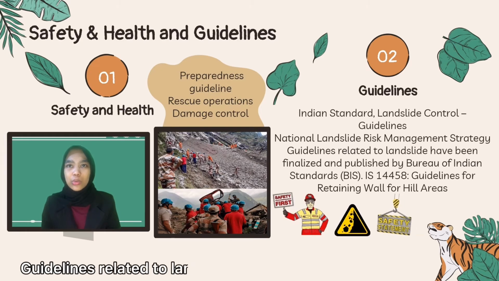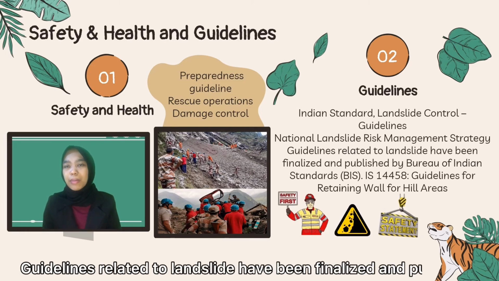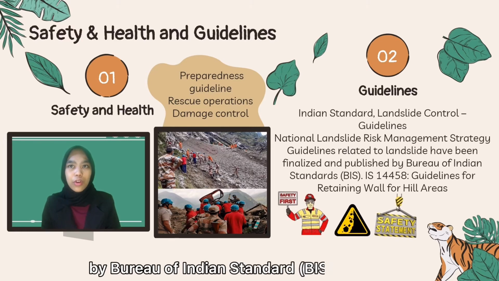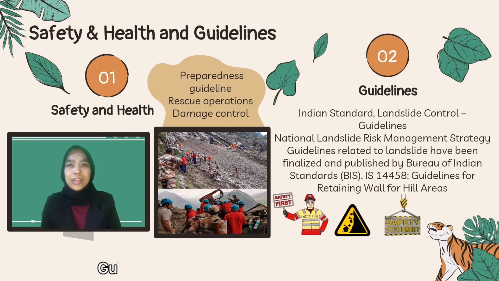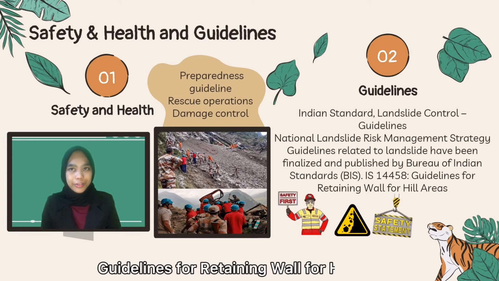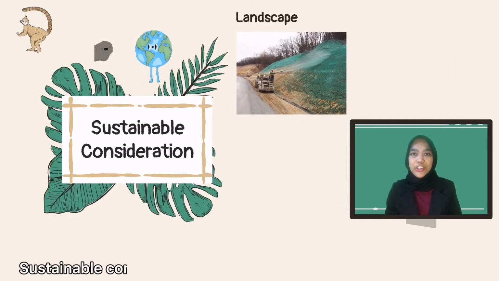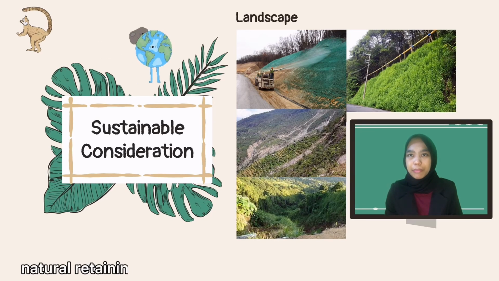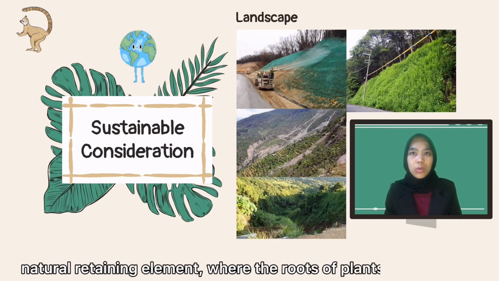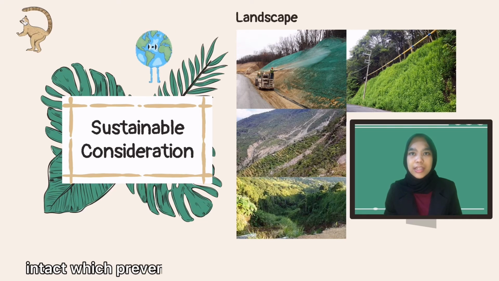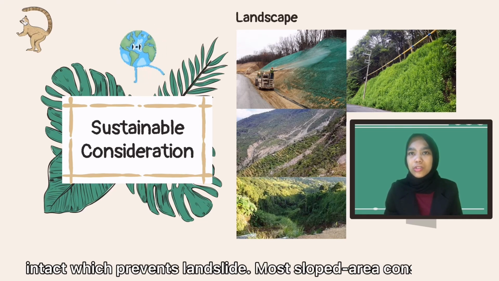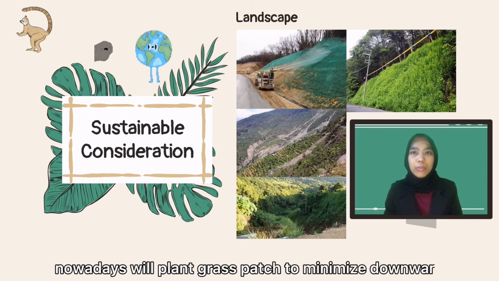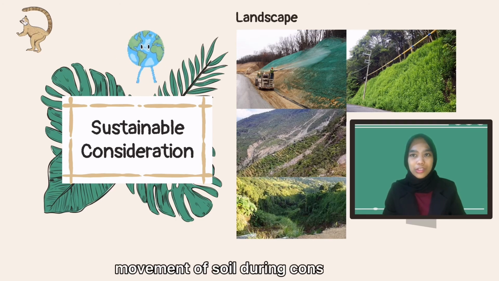Guidelines related to landslides have been finalized and published by the Bureau of Indian Standards, including IS 14458, guidelines for retaining walls for hill areas. Sustainable considerations may include landscape. Softscape is a natural retaining element where the roots of plants hold the soil intact, which prevents landslides. Most slope area construction nowadays will plant grass patches to minimize downward movement of soil during construction.